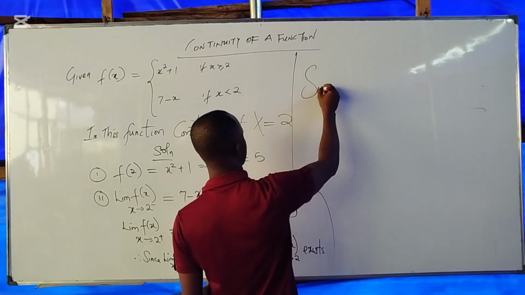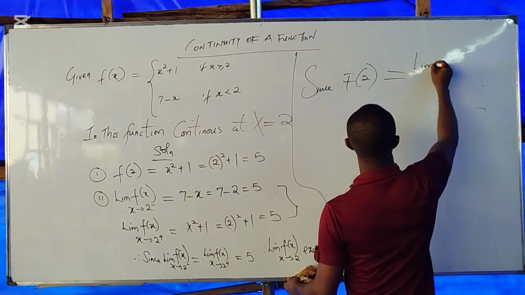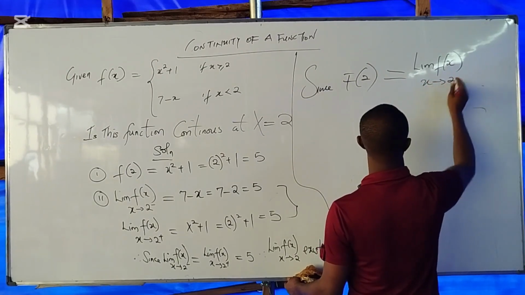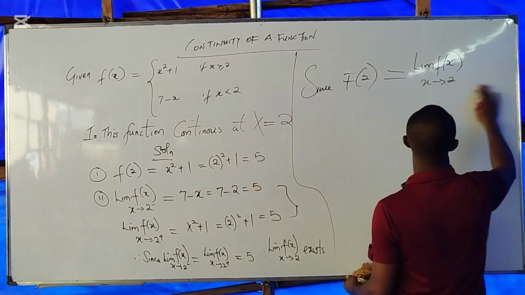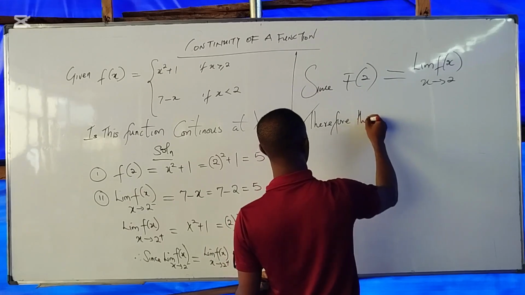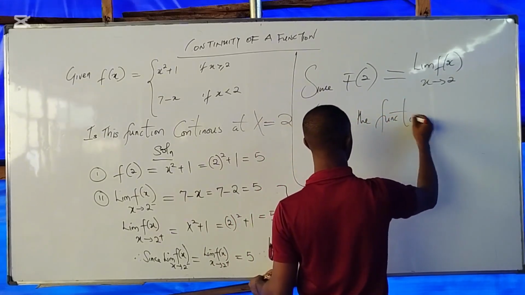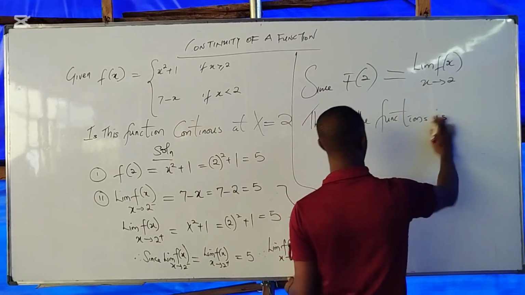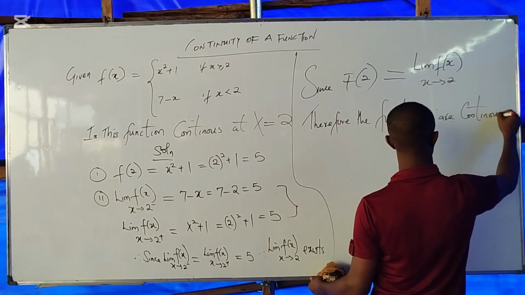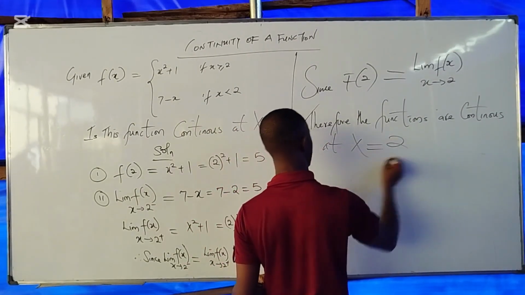They will say since f of 2 is equal to the limit of f of x as x approaches 2, therefore, the function is continuous at x equals 2.